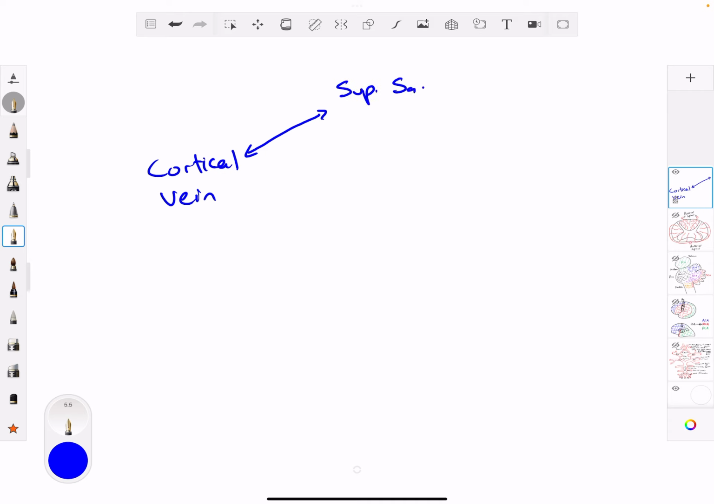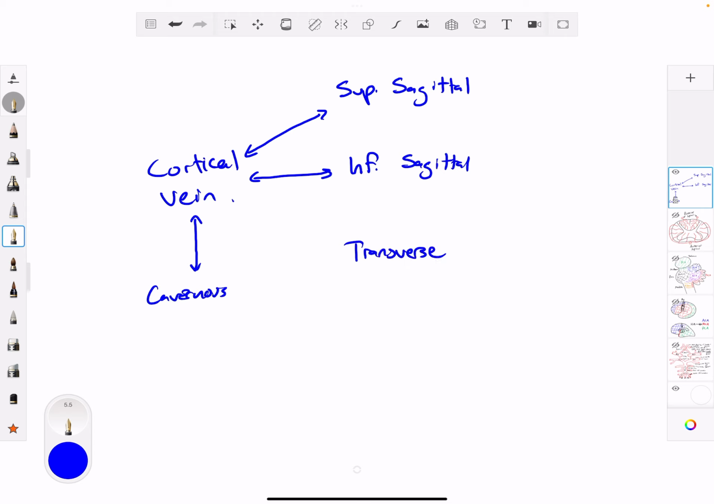So it could be the superior sagittal if you're up near the top. Might be that inferior sagittal if you're not near the top. It could be the cavernous sinus. That says cavernous. Might even be that transverse sinus. All right. From here, we're going to all collect in that confluence of sinuses.